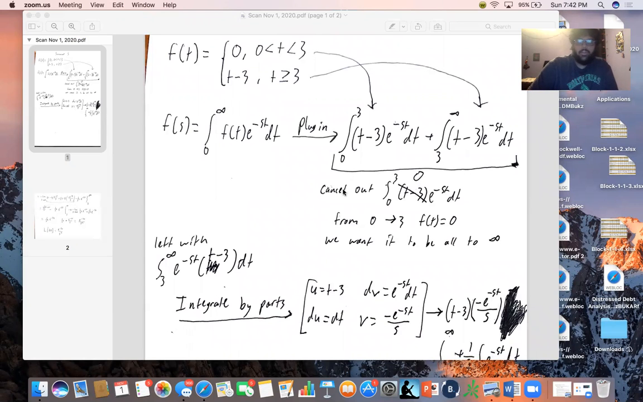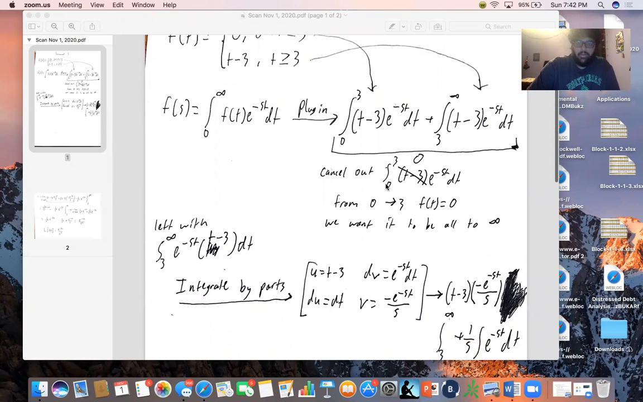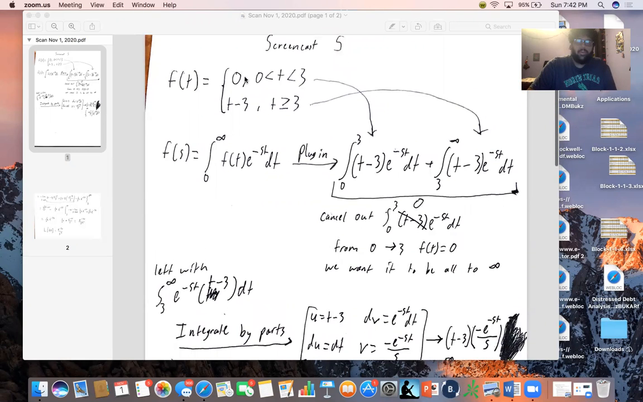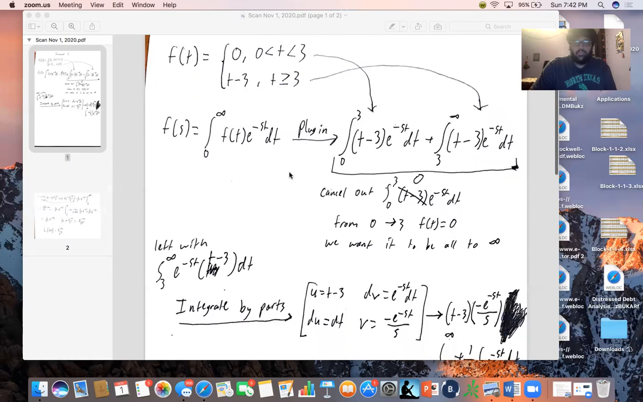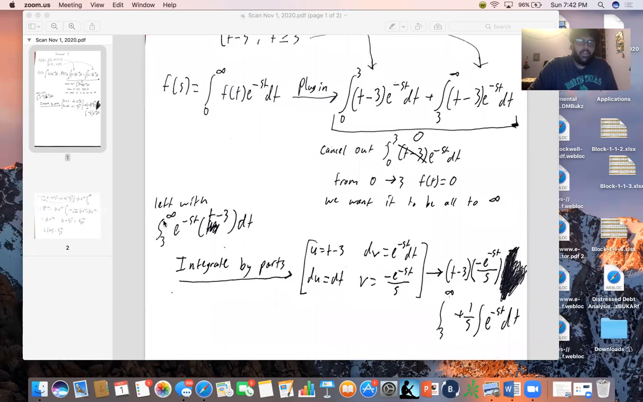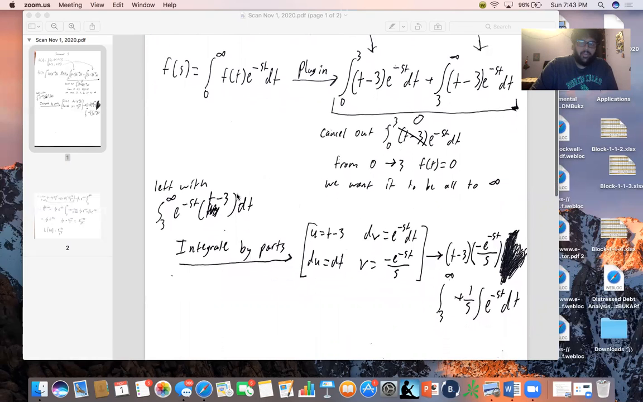The first thing we're going to do is cancel out the integral from 0 to 3, because from 0 to 3, f of t equals 0. So it's from 3 onwards, and we're just going to be working with that t minus 3. We're left with the integral from 3 to infinity of e to the negative st times t minus 3 dt. Now that we got rid of that first part and made it 0, we're left with everything to infinity.